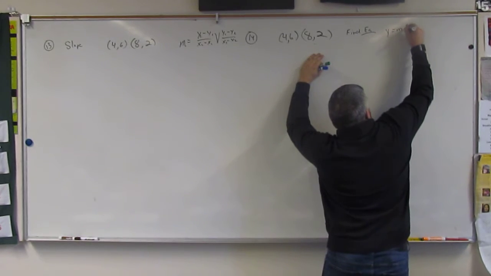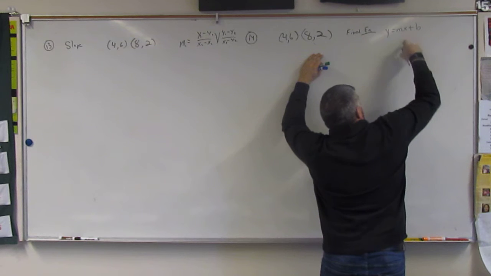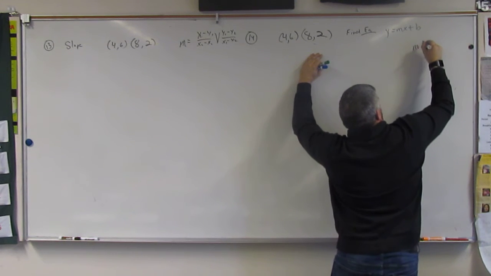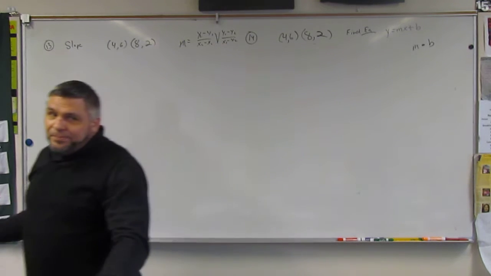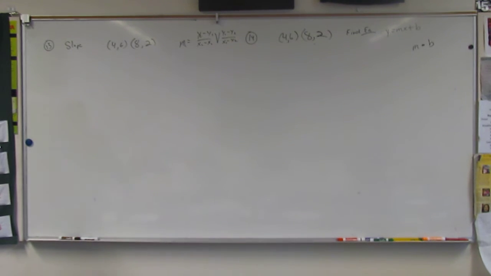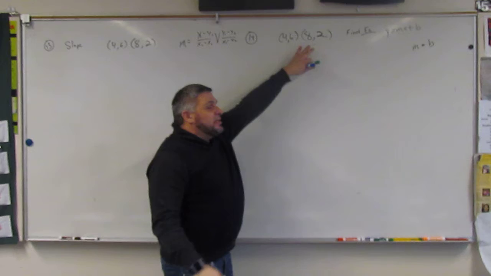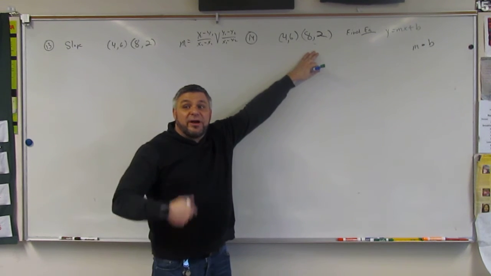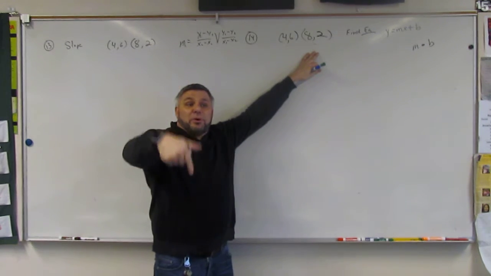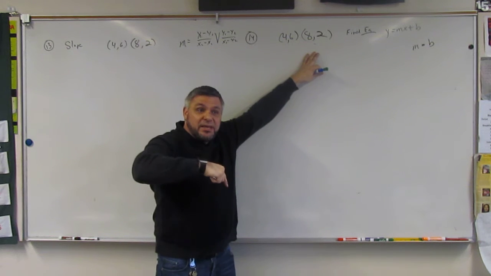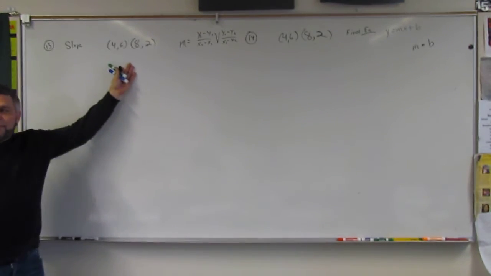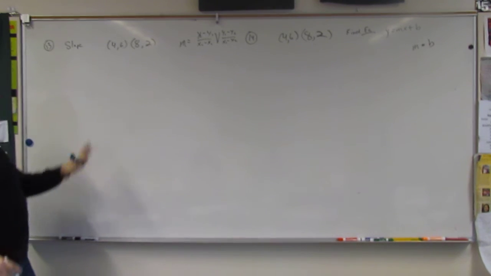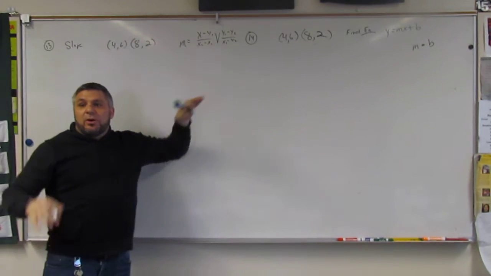The equation for a line: y equals mx plus b. As long as you have m and b, you can write the equation of a line. Okay? So you can tell that in this problem, we've got to find slope, or m, and then we're going to find b, right? In this one, we just have to find m.